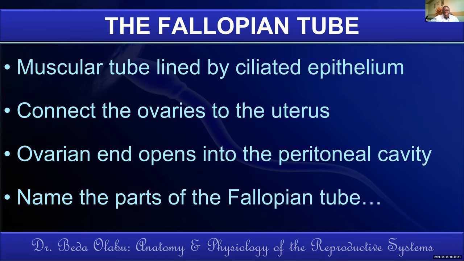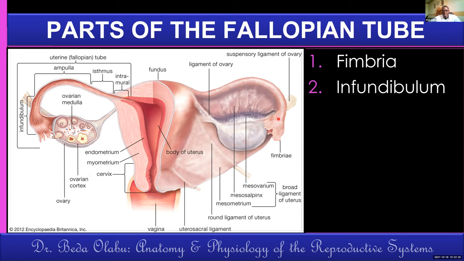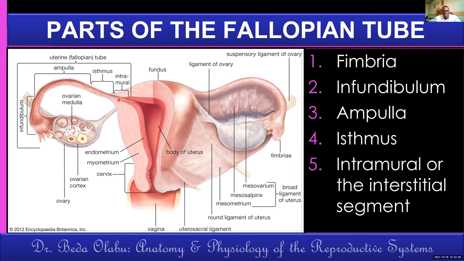It's important that we know the parts of the fallopian tube. So I hope you do remember that this is what we call the fimbria. This is the part that fishes the egg after ovulation. Then we have this funnel-shaped part called the infundibulum. This long region is what we call the ampulla. The ampulla is where fertilization takes place. The isthmus is this narrow part of the fallopian tube. And then there's that part of the fallopian tube that is traversing the uterine wall. We call it the intramural segment or the interstitial segment of the fallopian tube. So we have those five parts of the fallopian tube.